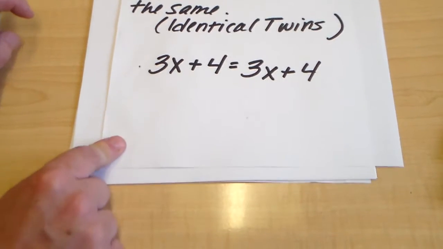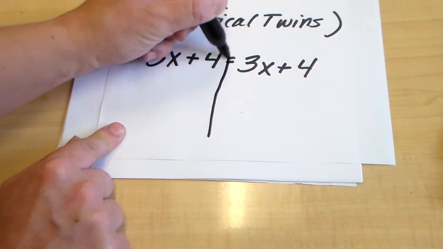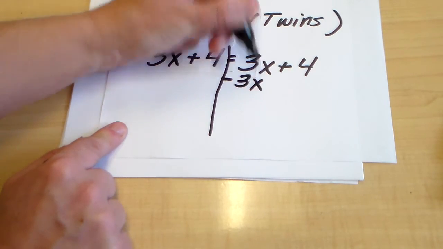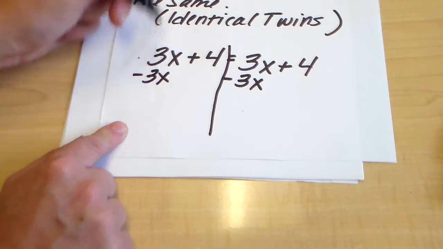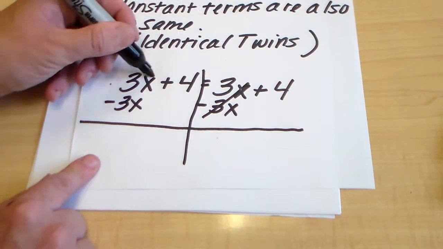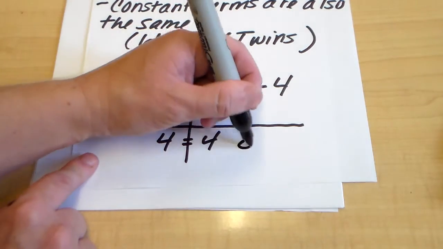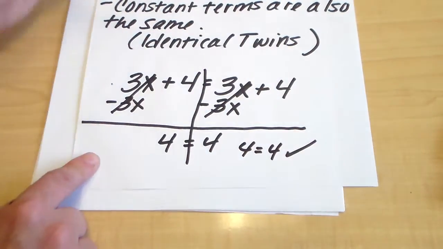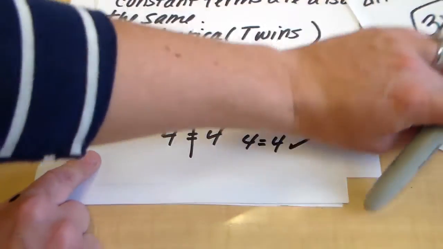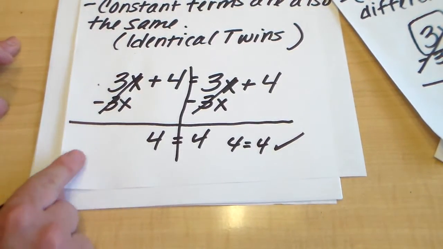And let's demonstrate why that happens. I can go through the process of canceling. I'm actually going to do more than one with this. So I can go through that process of canceling again. Get rid of my 3x's. My variable terms are the same, and so they're gone. That leaves me with 4 equals 4. Well, in my world, 4 does equal 4. So that works out. Versus before, we got 4 equals 5, and that doesn't work. So when they equal out at the end, that says that I have all solutions.